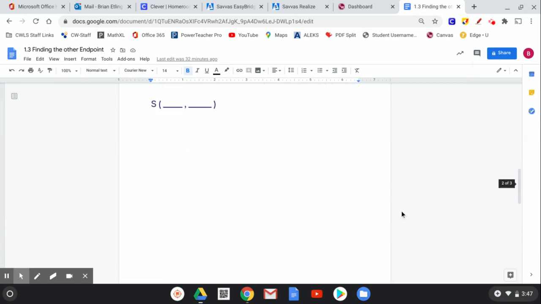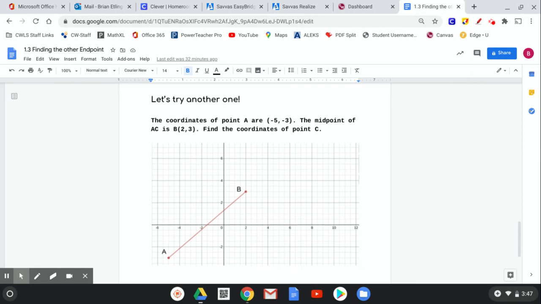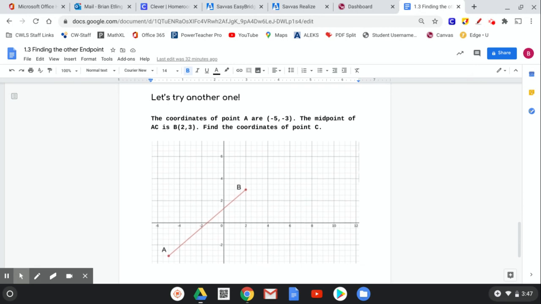So moving on, we're going to do another one, okay? A little bit trickier this time because we're going to throw in some negatives, all right? So it tells us that the coordinates of point A are (-5, -3). The midpoint, all right, big clue. Anytime it tells you what the midpoint is, you know you're going to be looking for an endpoint. The midpoint of AC, so our line is AC, is B at (2, 3). So we're finding the coordinates of point C, all right?